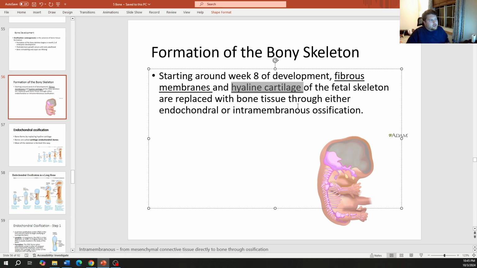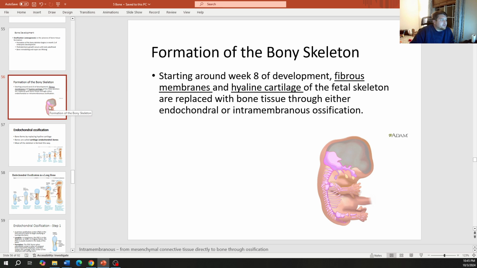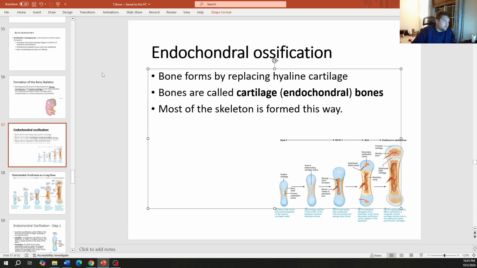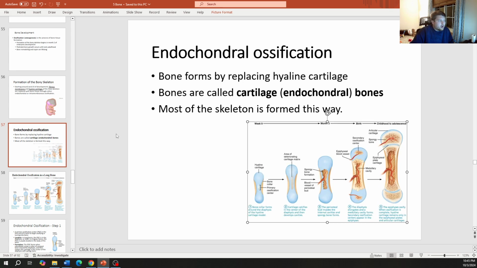These are both going to be replaced with bone tissue through two different types of ossification. One is endochondral, the other is intramembranous. Endochondral is the more common of the two, and it's where originally as a fetus the bones are made up of hyaline cartilage. This hyaline cartilage is ossified and replaced. The chondrocytes are replaced with osteocytes through the process of ossification.